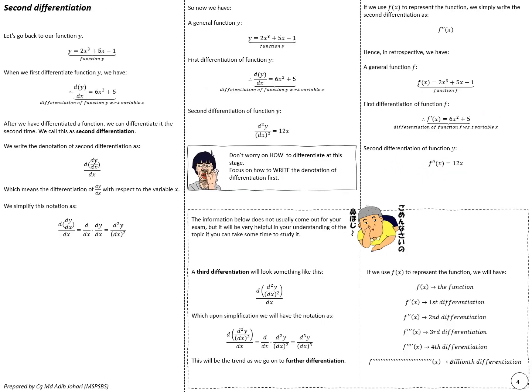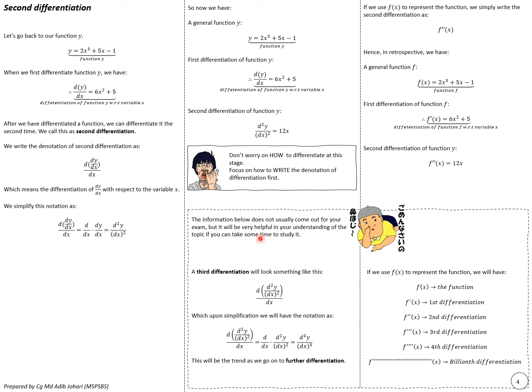Next I'm going to talk about second differentiation. So you can do further differentiation. For example, if I have function y, we know that if you differentiate the first time, you have to write it as dy over dx. If you want to do the second differentiation, you're going to have to write it as d bracket dy over dx, which means the differentiation of your first differentiation with respect to variable x. If you simplify this, we're going to have d squared y over dx squared. So this d squared y over dx squared means second differentiation.